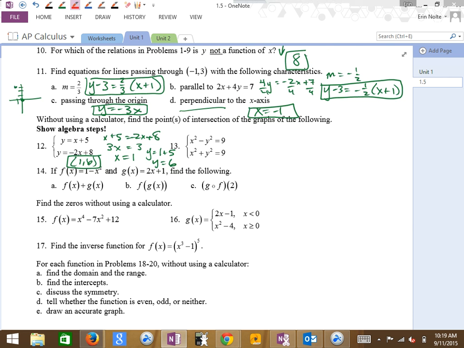Then to find the corresponding y values, you have to plug these in. So I'm going to plug 3 in. I know they're going to be the same two values. So 9 minus y squared is equal to 9. What's my y? 0. So I can say plus or minus 3 and 0.